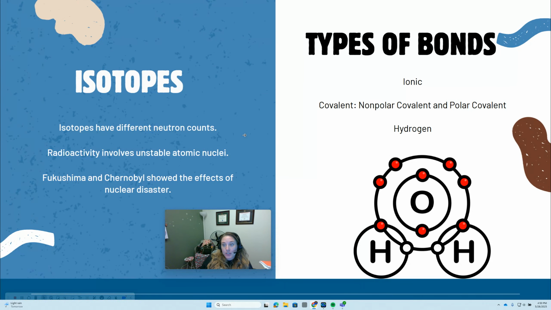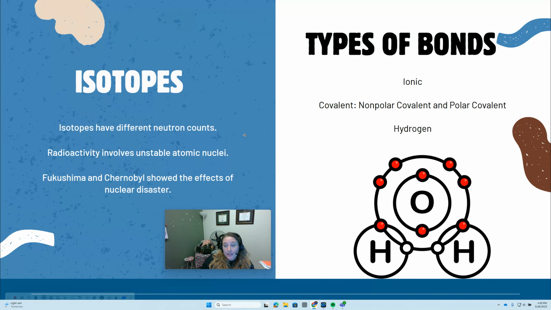We then move on forward to the types of bonds. We have ionic bonds where we are going to give away or take on an electron. If we give an electron away, that atom becomes more positive and we call it a cation. Think of that T in cat like a big plus sign to tell us it's positive. If we take an electron, then we are a negative ion or an anion, and they're attracted to each other because of those charges.